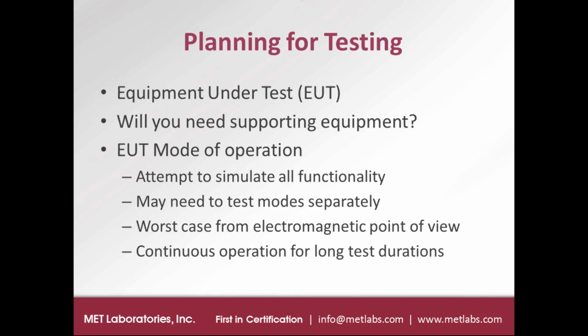You want to make sure your mode of operation is a worst-case mode of operation from an electromagnetic point of view. So for example, if your equipment can operate at different output levels, often the highest output level creates the highest electromagnetic emissions, and often the weakest or lowest output level may be the most susceptible to disturbances. So you may, in that case, establish a different mode of operation for emissions tests and a different mode of operation for susceptibility tests.